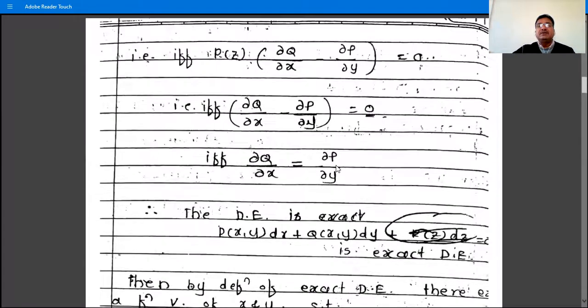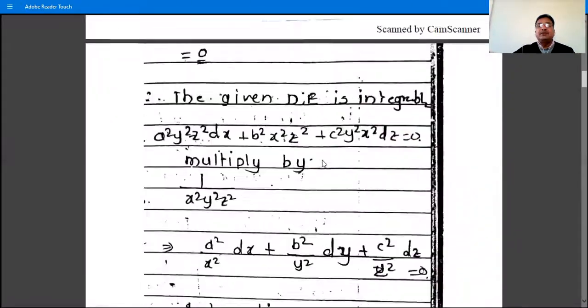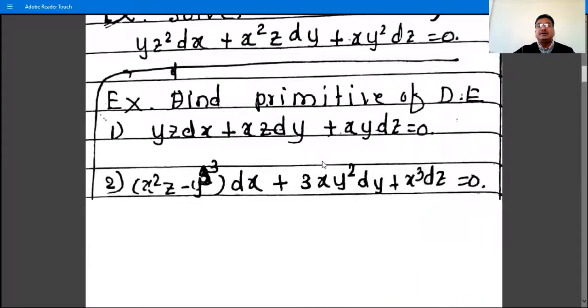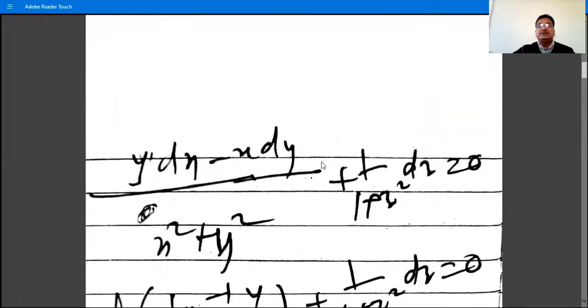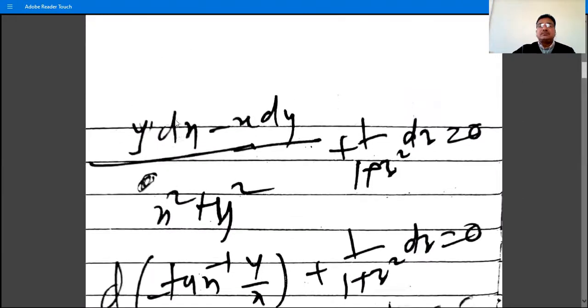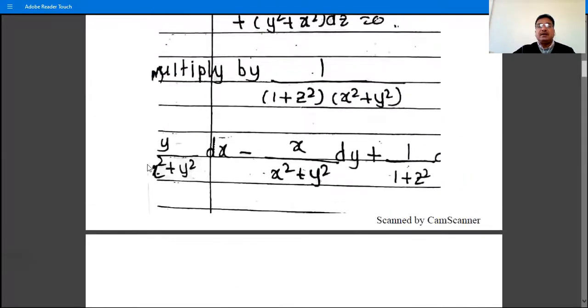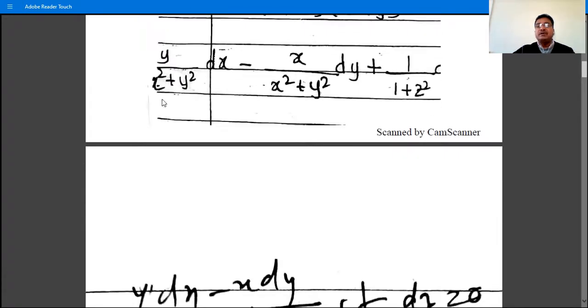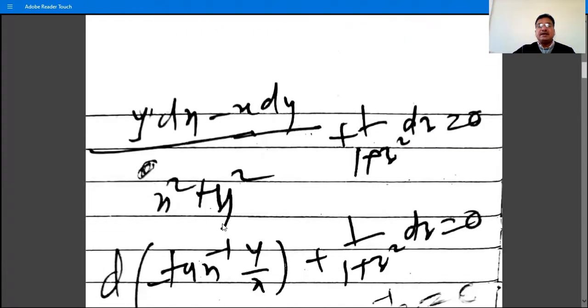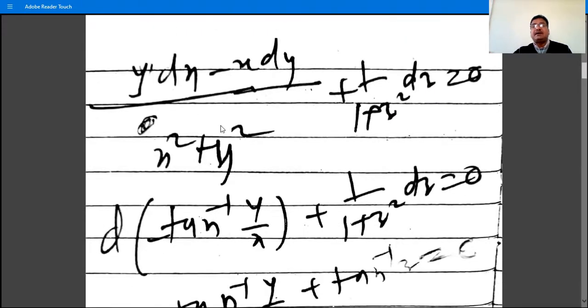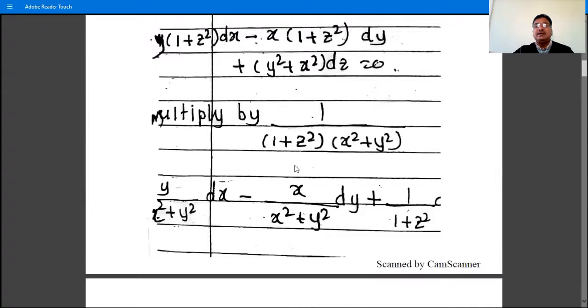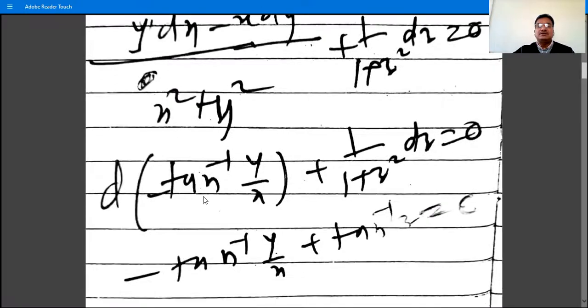Okay, so if we observe this one variable differentiable function, this part is a function of x and y times dx, this is a function of x and y times dy, and this is the derivative of minus tan inverse of y by x. This is the derivative of minus tan inverse y by x. That is, this is the v function.